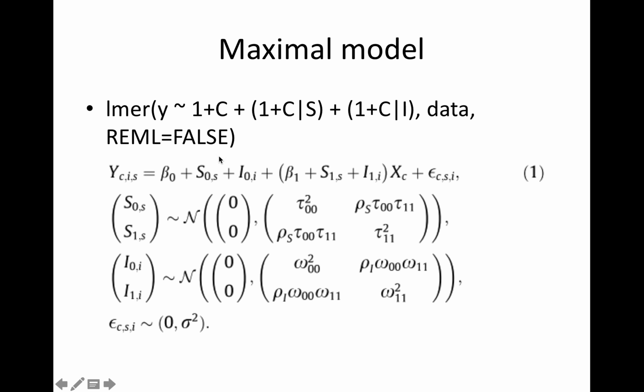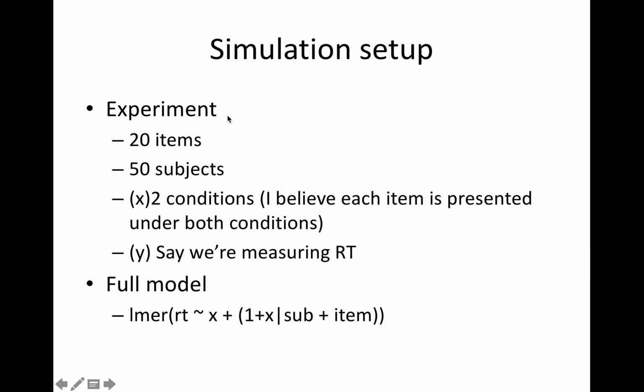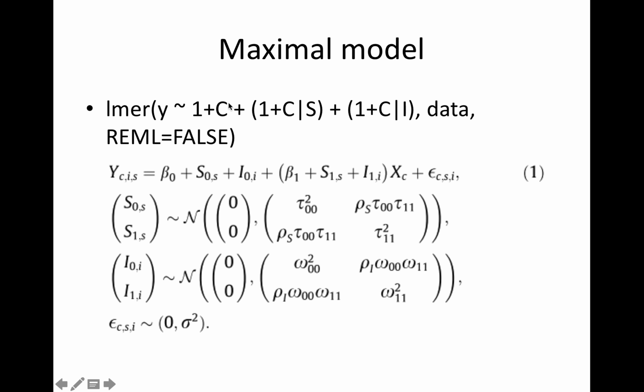So here's the Maximal model. So here's the Y covariate that they're interested in. 1, this is just the intercept. This is the condition, C. So C is a 0 and a 1. And then we have a random slope and an intercept for each subject, and a random slope and intercept for each item.